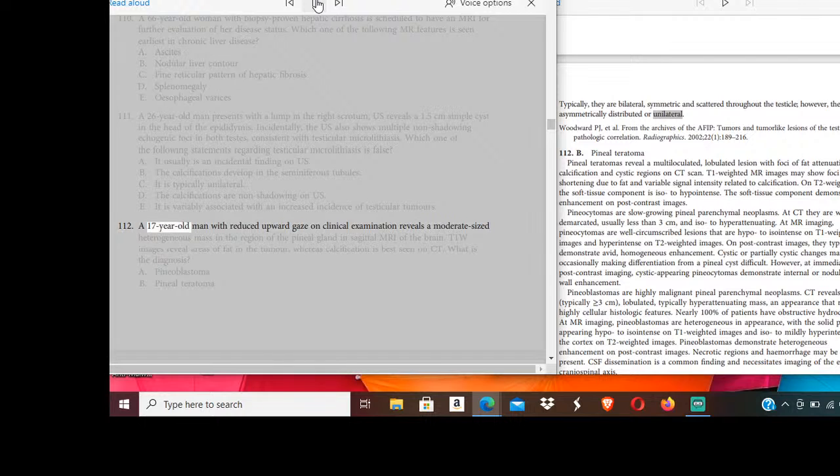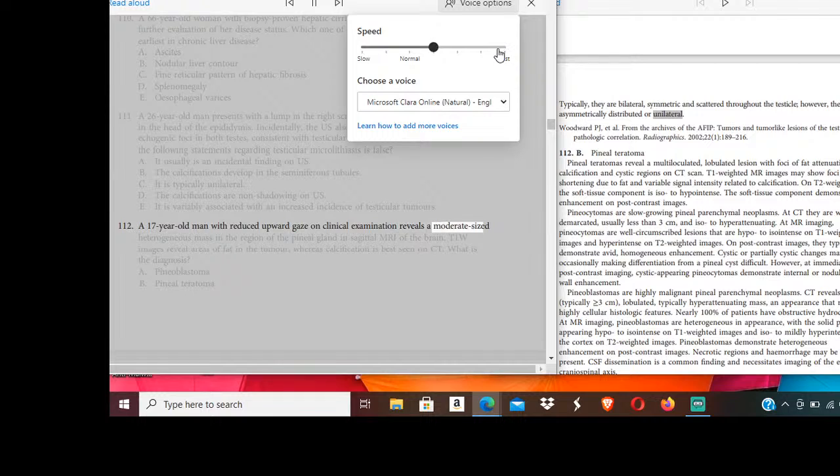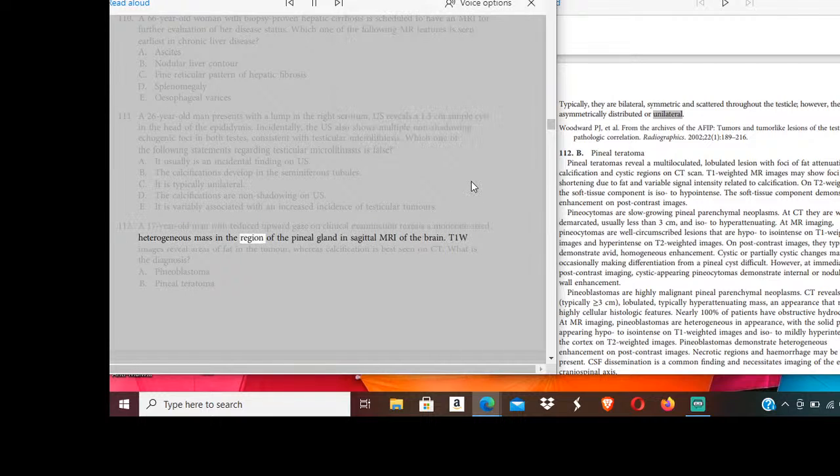112. A 17-year-old man with reduced upward gaze on clinical examination reveals a moderate-sized heterogeneous mass in the region of the pineal gland in sagittal MRI of the brain. T1W images reveal areas of fat in the tumor, whereas calcification is best seen on CT. What is the diagnosis? A.